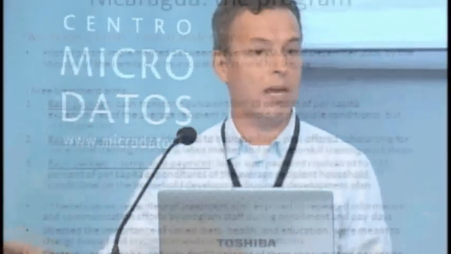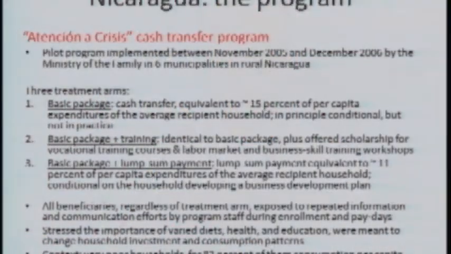The second package, in addition to giving this 15% cash transfer, offered households, and almost all of them took it up, a training course, in which they were taken to municipal headquarters and given training in various income-generating activities. The third one is the same package as the original one, plus an additional one-time lump sum payment, which almost doubled the size of the transfer.